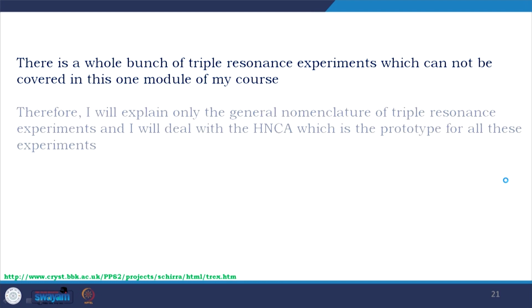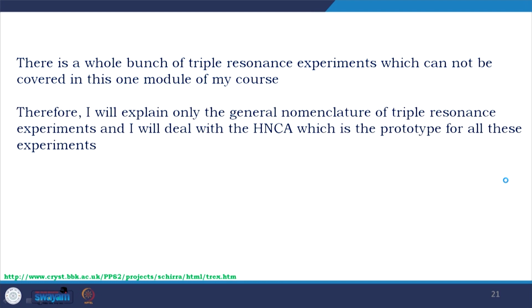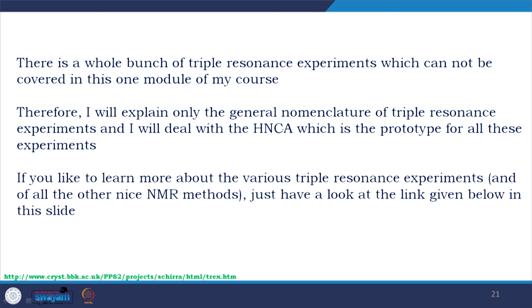There is a whole bunch of triple resonance experiments which cannot be covered in this one module of my study. So, I will explain only the general nomenclature of triple resonance experiments, and also I will talk about HNCA, which is the prototype for all these experiments. If you understand HNCA, you will understand the others, because HN and C alpha are the important connectivity. But if you would like to learn more, you could see the link here to obtain details about other techniques.